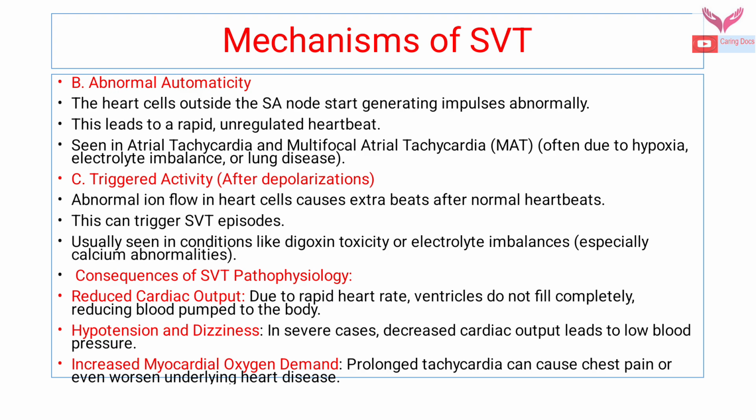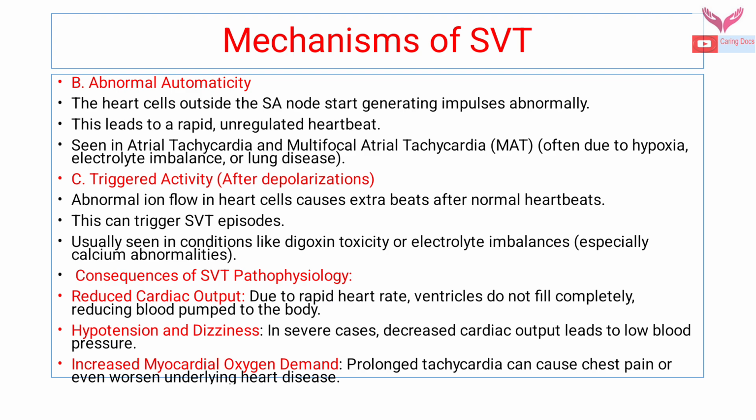SVT can occur because of abnormal automaticity. Heart cells outside the SA node start generating impulses abnormally, and this leads to a rapid, unregulated heartbeat. It is seen in atrial tachycardia and multifocal atrial tachycardia, which is due to hypoxia, electrolyte imbalances, or lung diseases.